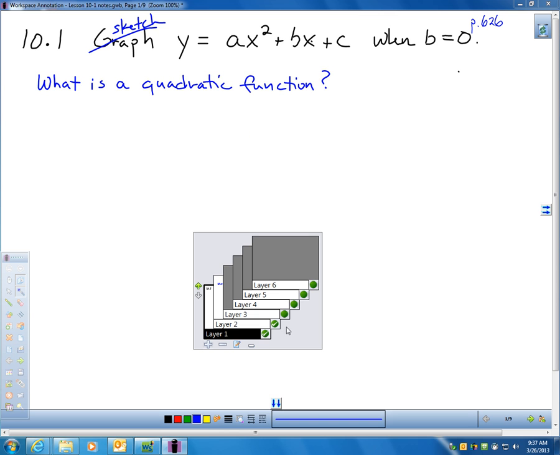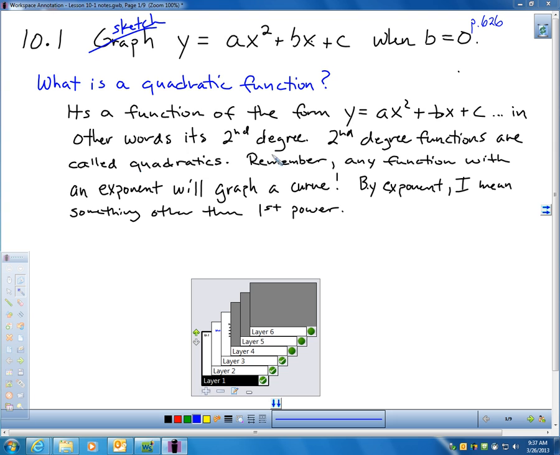So what's a quadratic function? Because we haven't used that term before. A quadratic is a function of the form y equals ax squared plus bx plus c. Now, this should look familiar to you because we were factoring those all throughout the end of the last chapter, Chapter 9. In other words, it's a second-degree equation. So second-degree equations or functions are called quadratics.